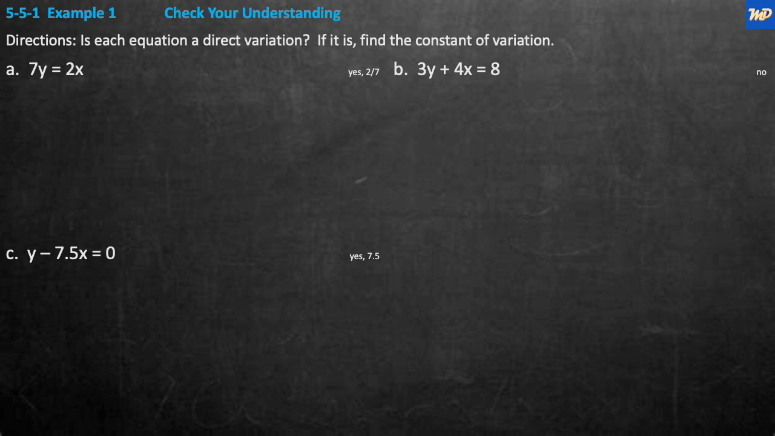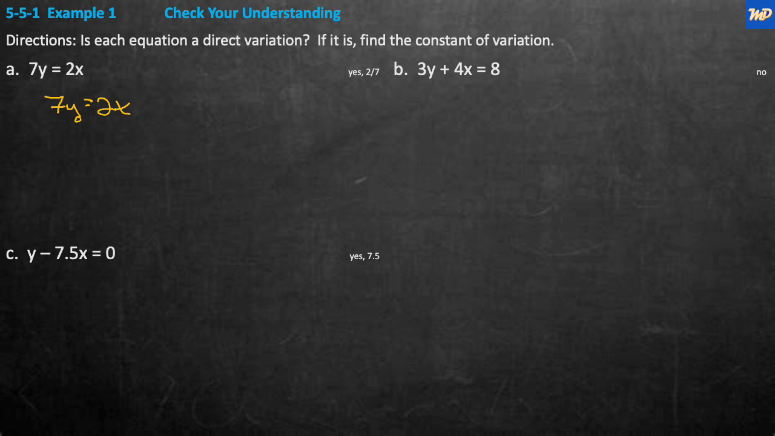So it says, is each equation a direct variation? They're just asking the question, is it or is it not? And if it is, write what is the constant of variation. So let's look at the first problem. The first one is 7y equals 2x. So in order to determine this, we have to solve for y. That's the first thing you have to do.